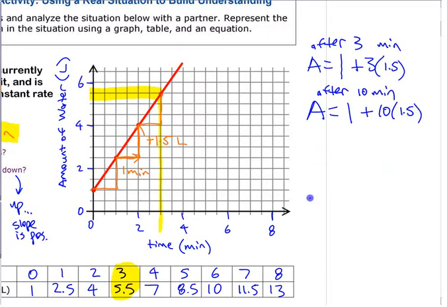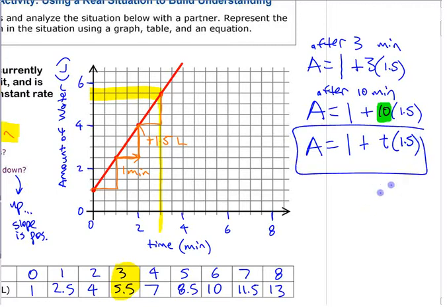If you want to write an equation for this, all you have to do is make this the variable. Your equation is going to be 1 plus whatever this is. T is the variable here, right? T for time. T times 1.5. That's your equation. Except the way that people write it is they don't usually put the variable first here.